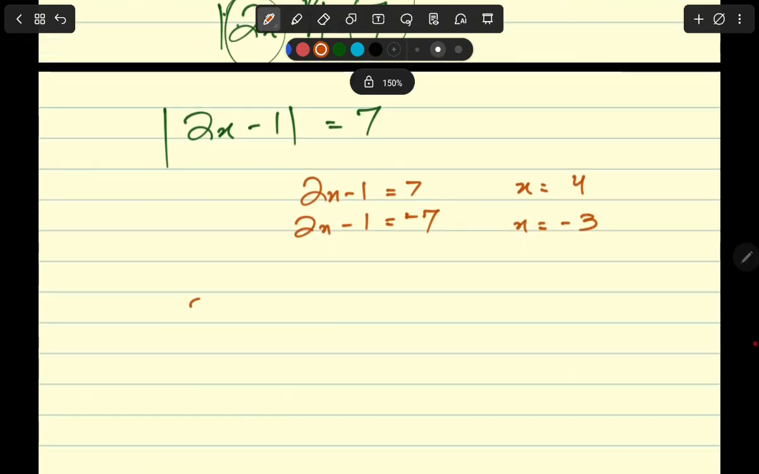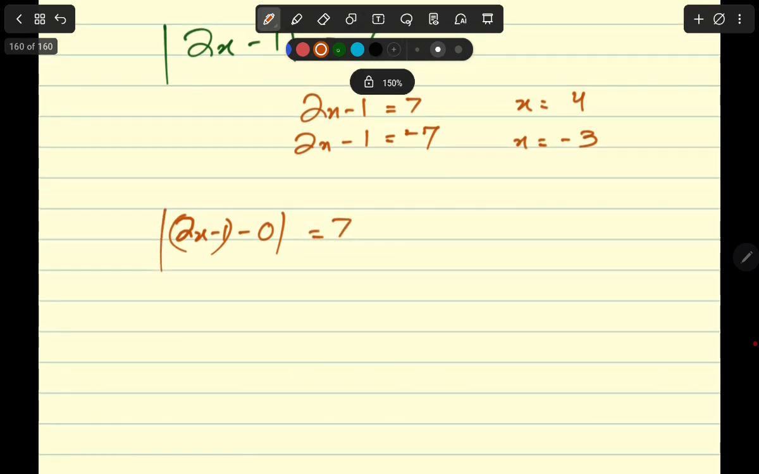So we have 2x minus 1, right? Let's circle it. This expression is being measured by modulus. The question is asking, when is the distance of 2x minus 1 from 0 equal to 7? So maybe this highlighted part, I can rewrite it as: the distance of 2x minus 1 from 0 is equal to 7. That's the reason you write down that 2x minus 1, therefore, equals 7.